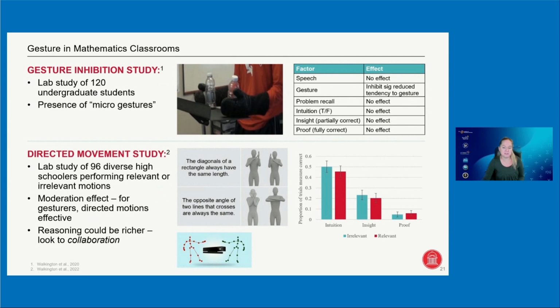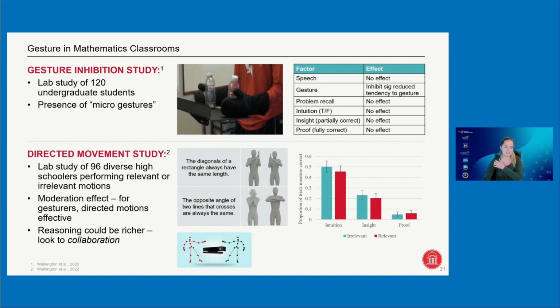But as you can see from the histogram, overall, there were no overall effects of directing the motions. It was just the moderation effect for the group of gesturers. The directed motions were effective. However, one thing we noted in this study is that the reasoning students engaged in could be richer. So we started to look towards collaboration.